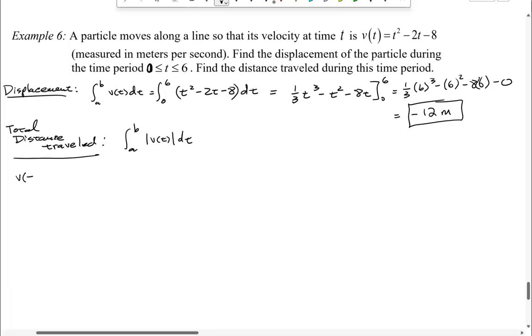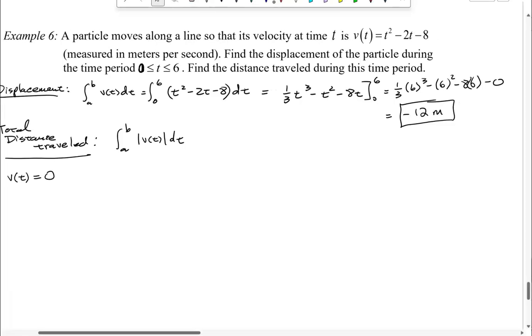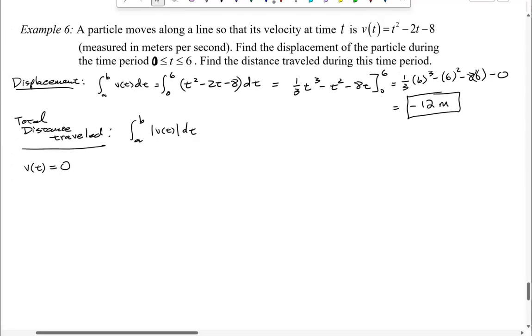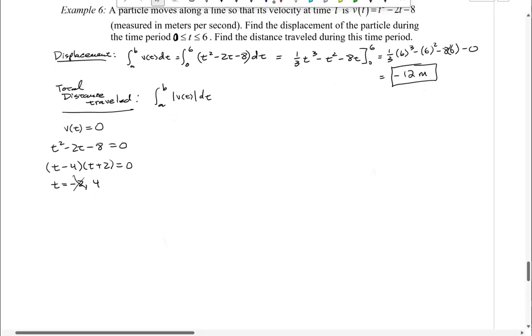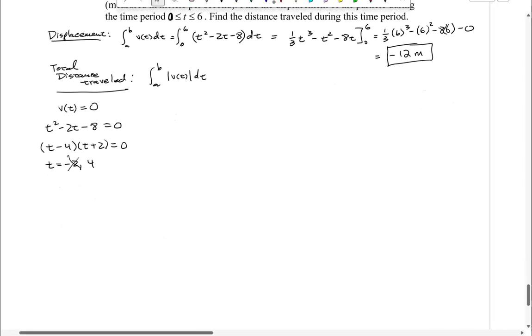Okay, so v of t, and I'll show you why we're doing this if you're not already seeing it. So we have t squared minus 2t minus 8 equals 0. That factors: t minus 4 times t plus 2 equals 0. And then we get t equals negative 2 or 4. Time can't be negative, so we've got this 4 here. Now, we're going to check on either side of 4. I'm going to put 0 here, and I'm going to put 4 right there.